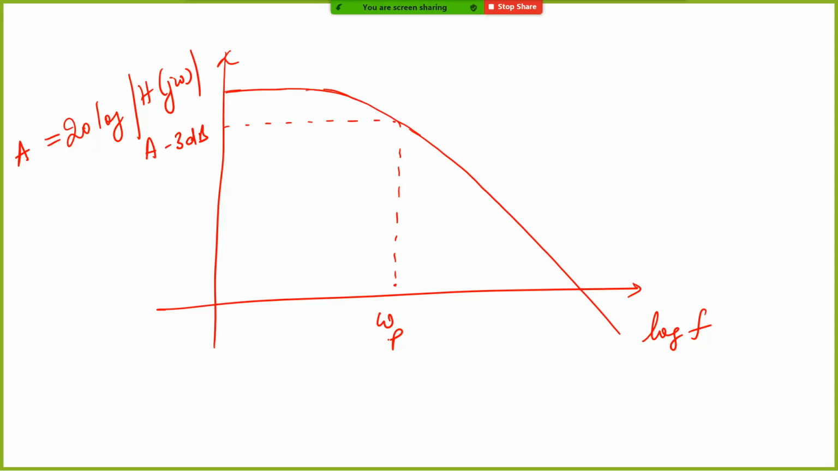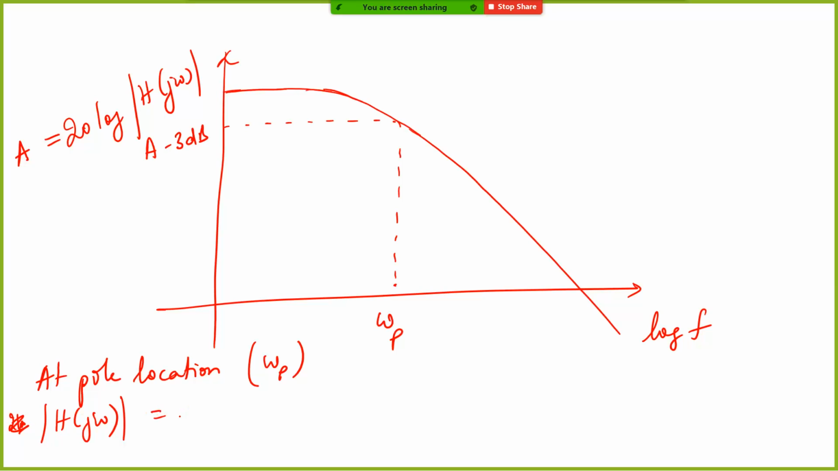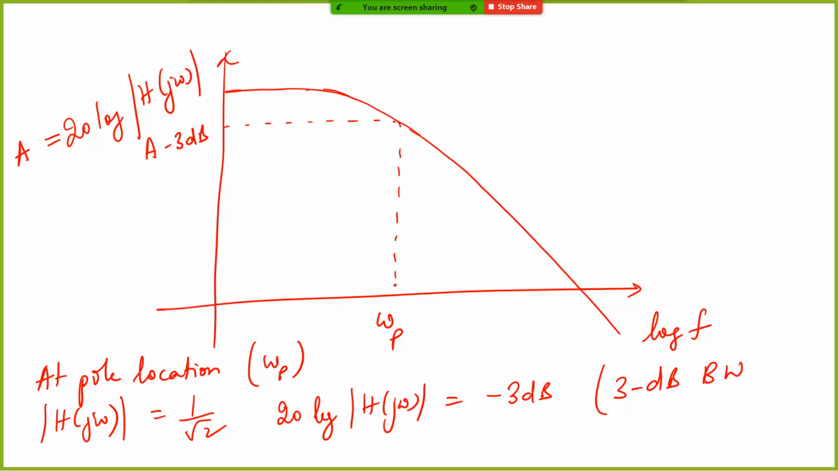So till now we are only talking about a simple RC circuit. It's a single pole system. So what we have seen is, at the pole location, which is omega p, the magnitude of H of j omega is 1 by root 2, and 20 log of H of j omega is minus 3 dB. This is what is called the 3 dB bandwidth frequency.